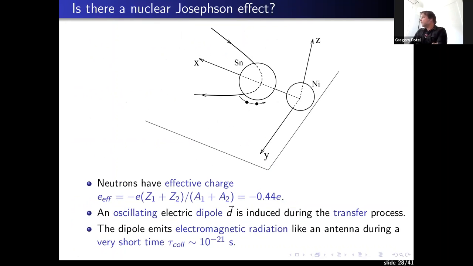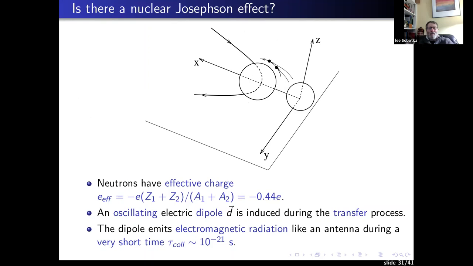Okay, and now we are going to talk about the nuclear Josephson effect. Let's have another little cartoon on what is going on. Go to the next slide, Sabari. Okay, so the two neutrons are transferred from the tin to the nickel. Next slide. They travel a little bit around the nickel. Next slide. And maybe they can come back to the tin, right?